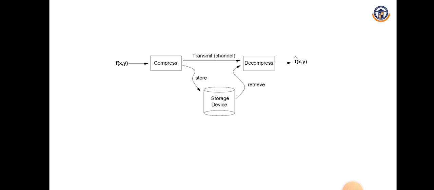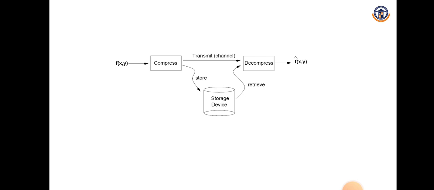Redundancy means the same information is repeated in the image, so that is also unwanted data, and that data we are also going to reduce. So these two, irrelevant and redundant data, are eliminated by using compression algorithms. The main aim of compression is to reduce the amount of data required to represent a given quantity of information while preserving as much information as possible.